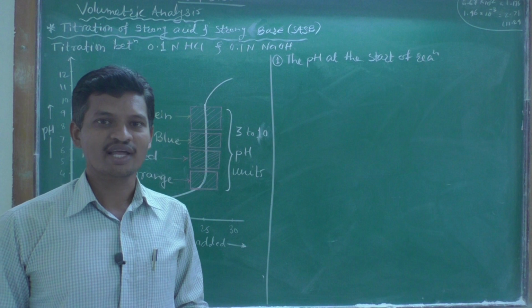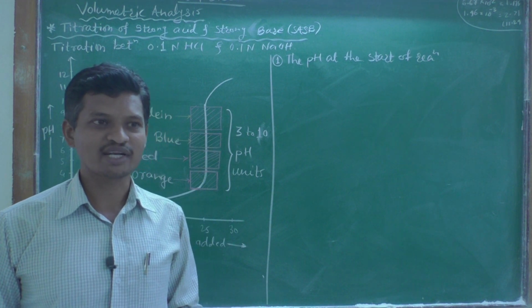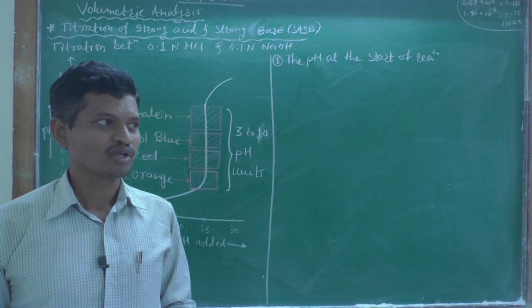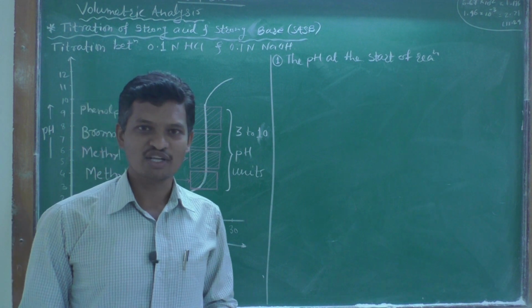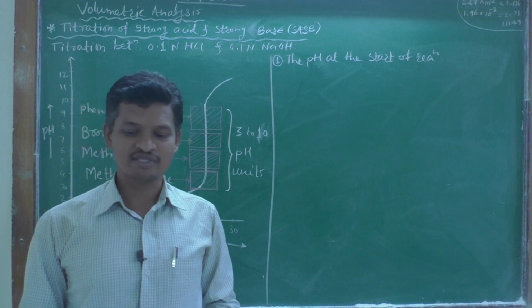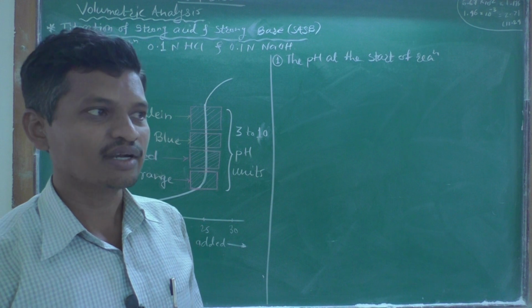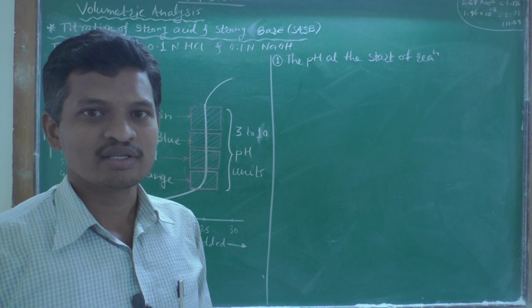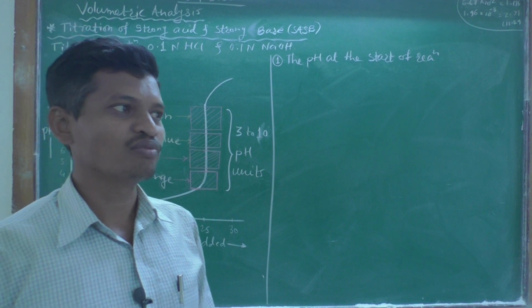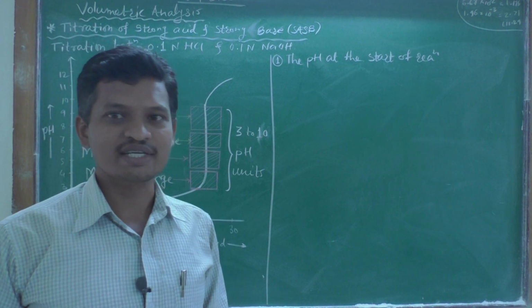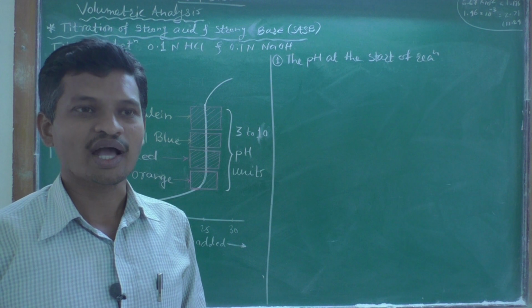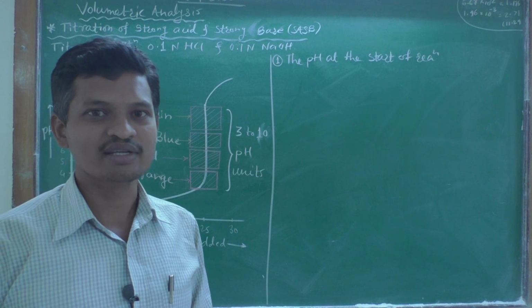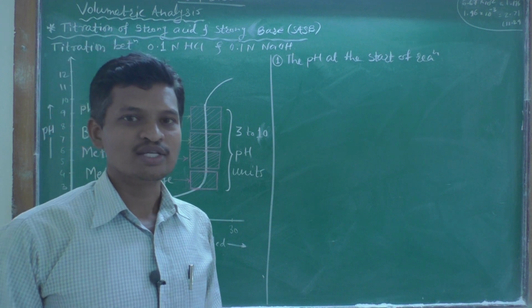In this there are four main types of titrations that we have to see, and these are titration of strong acid and strong base, then titration of strong acid weak base, third one is titration of weak acid strong base, and fourth one is weak acid weak base. Okay, so let us start.